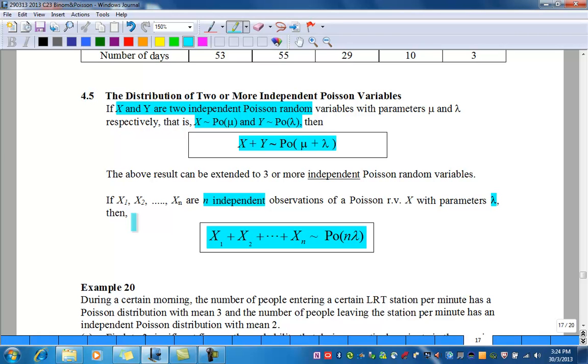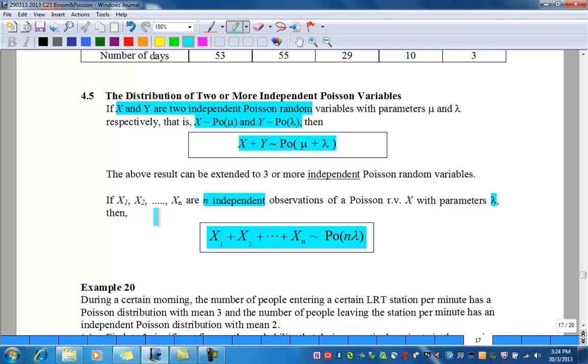The distribution of two or more independent Poisson variables. If x and y are two independent Poisson random variables with parameters mu and lambda respectively, that is, x follows a Poisson mu and y follows a Poisson lambda, then we can say the sum, which is x plus y, will also follow a Poisson distribution with a new mean of mu plus lambda.